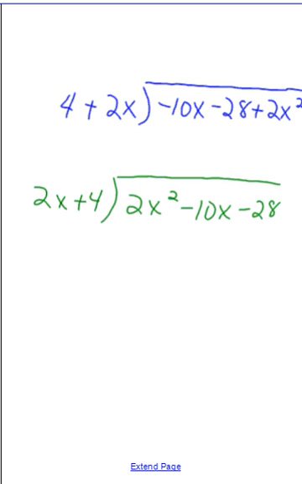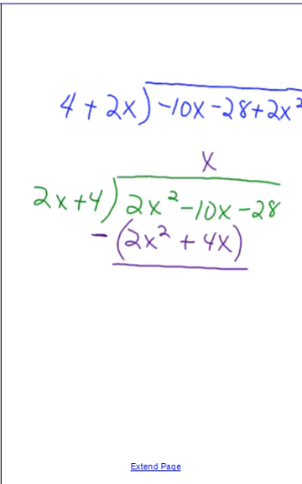All right. So, what times 2x equals 2x squared? x. x, very good. So, x times 2x is 2x squared, x times 4 is plus 4x. But I'm going to be subtracting here, so be careful. 2x squared minus 2x squared is 0, right? Negative 10x minus 4x is negative 14x. Is everybody okay with that? Yes, sir. Minus 28. Okay.